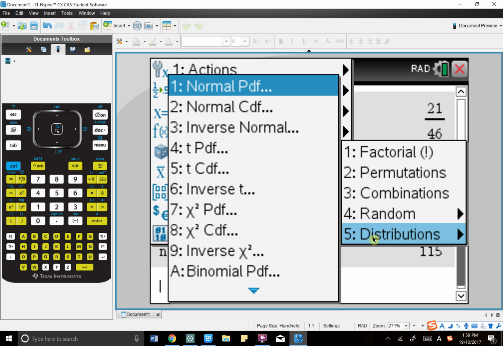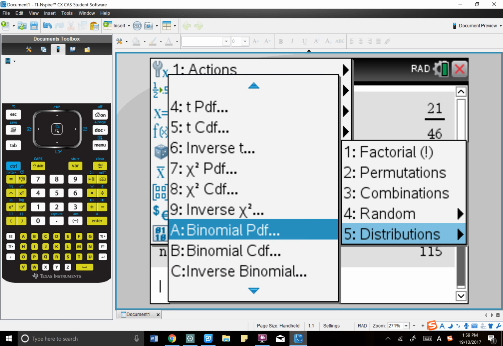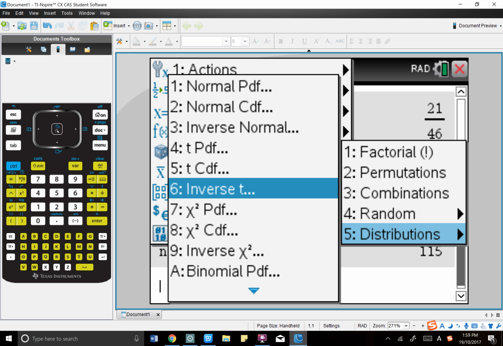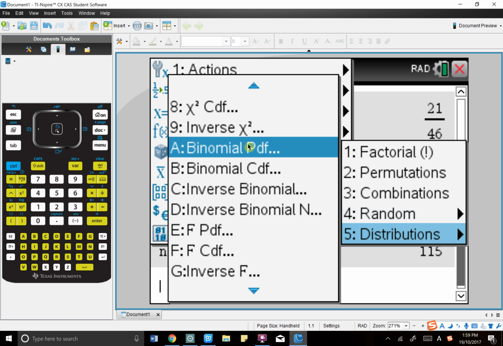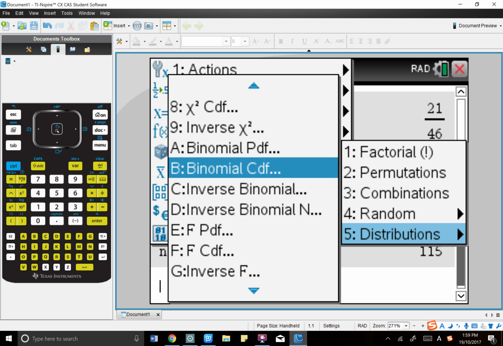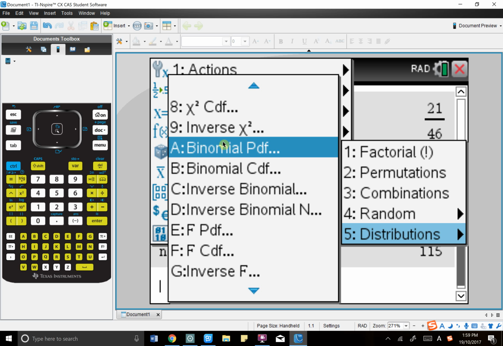Be careful. On your calculator, the order will be different from mine because I just upgraded my software. Mine is in number 5, and A. Binomial PDF. Yours may be at D. We will use B as well, yours is at E. So my A, B is the same as your D and E. You are looking for the functions binomial PDF and CDF.